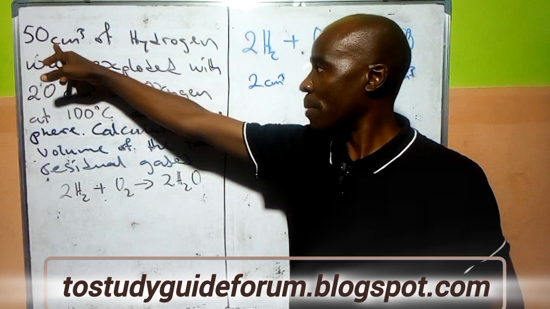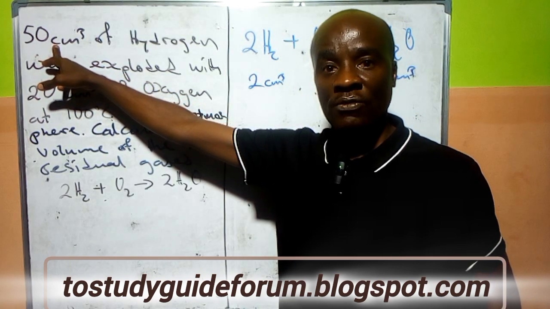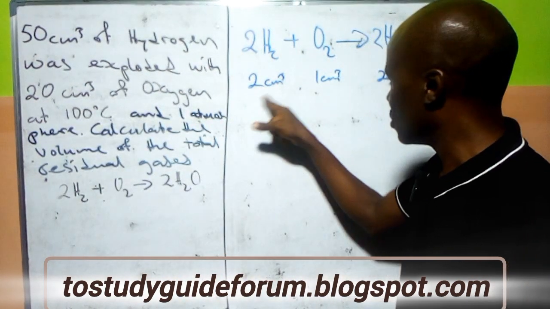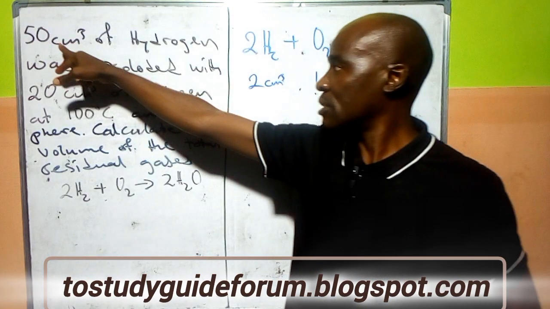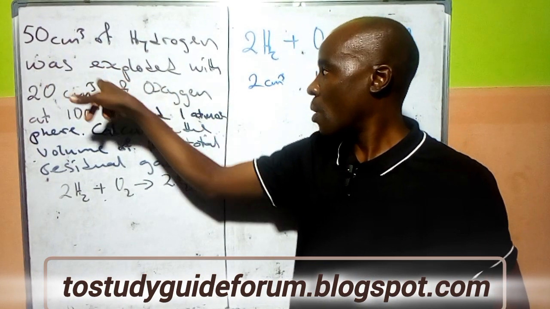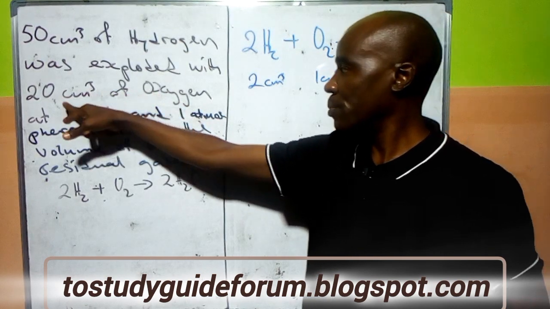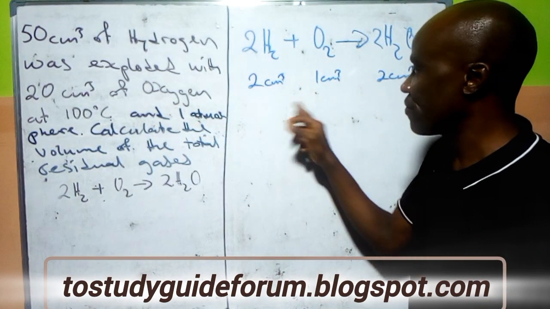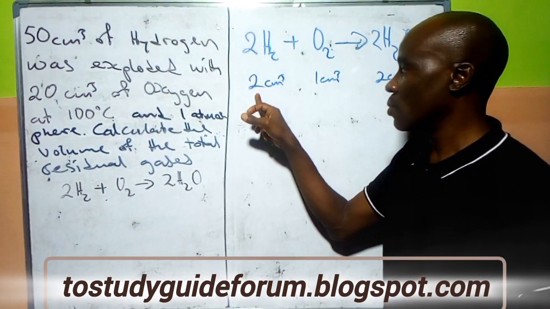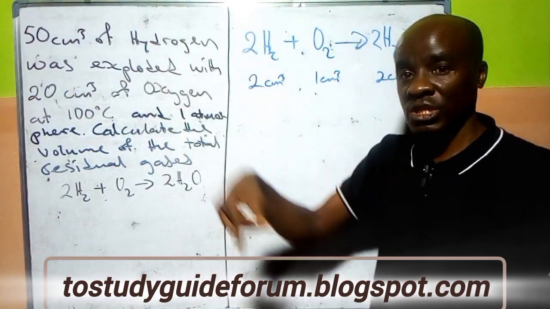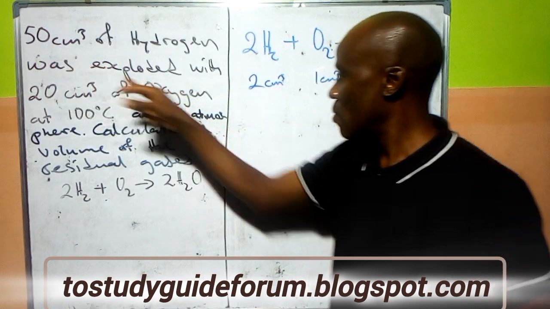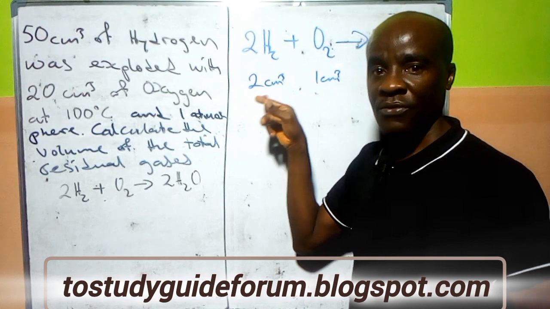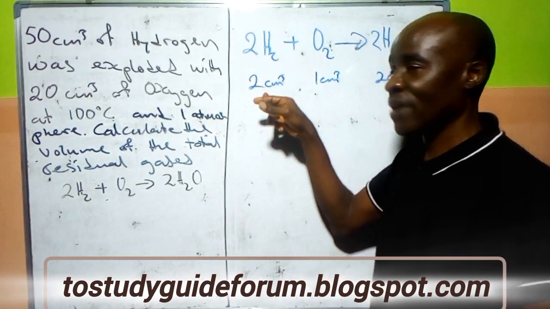if we are to burn the whole of this hydrogen, all of it, from the balanced equation, the ratio of their combination shows that more oxygen will be required. This 50 cm³ will require something like 25 from here. Since this is 1 and here is 2, oxygen will always react with half of the hydrogen that you have. If all of it will react completely, what we need here is 25.